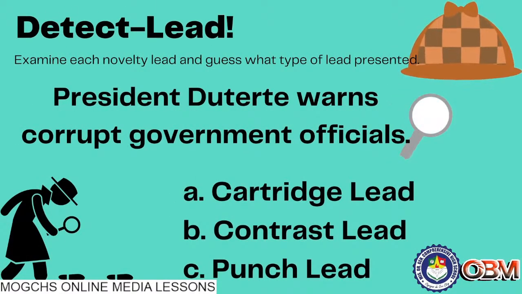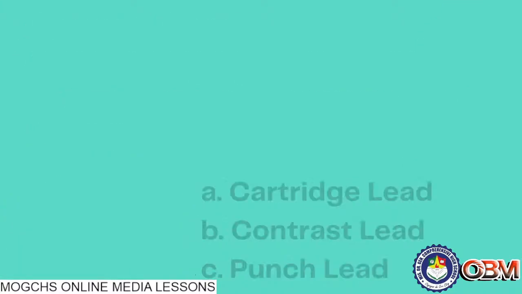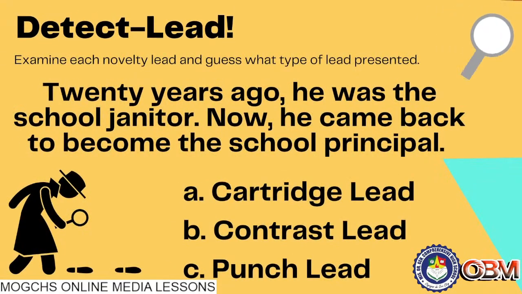Number 1. President Duterte warns corrupt government officials. Letter A, cartridge lead. Letter B, contrast lead. And letter C, punch lead. Number 2. 20 years ago, he was the school janitor. Now, he came back to become the school principal. Letter A, cartridge lead. Letter B, contrast lead. Or letter C, punch lead.